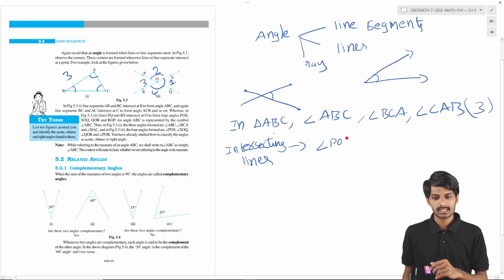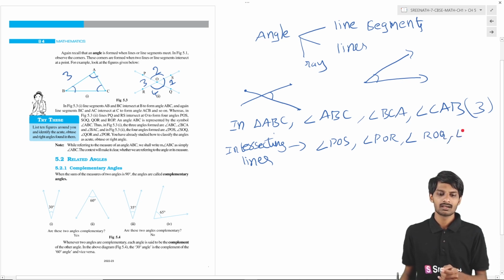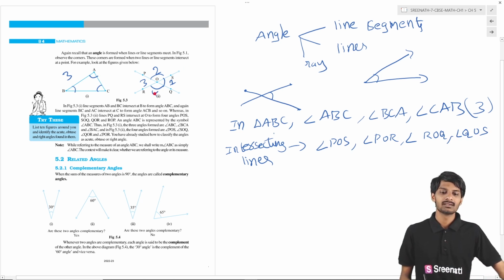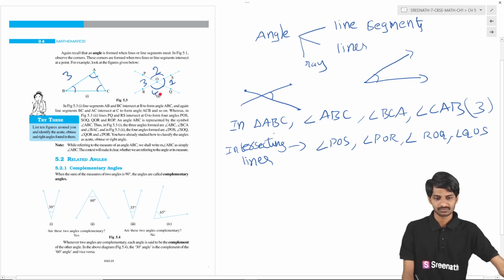Angle POS is one angle, angle POR is another angle, angle ROQ is another angle, angle QOS is another angle, students. Okay, so this is the one angle, this is another angle, this is another angle, this is another angle, students, like that.